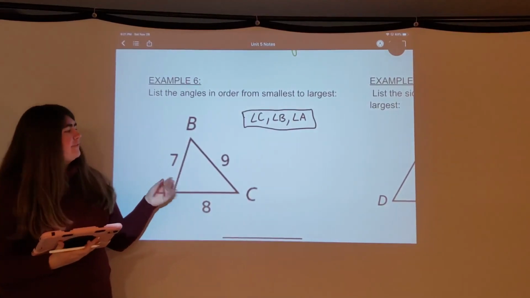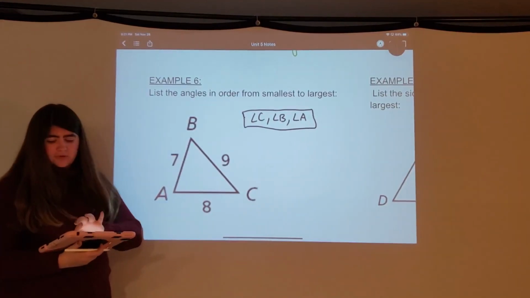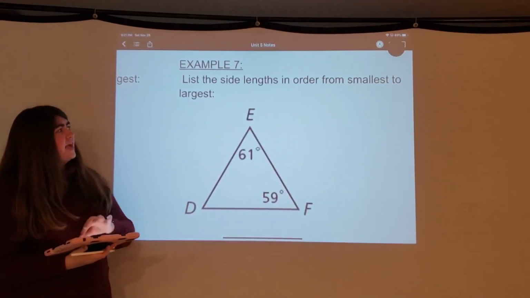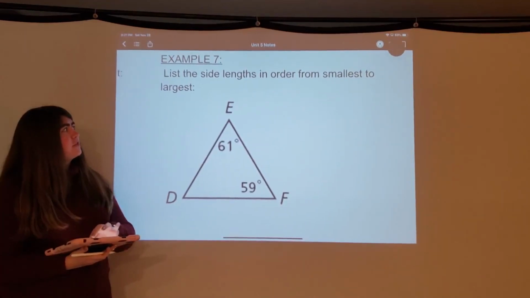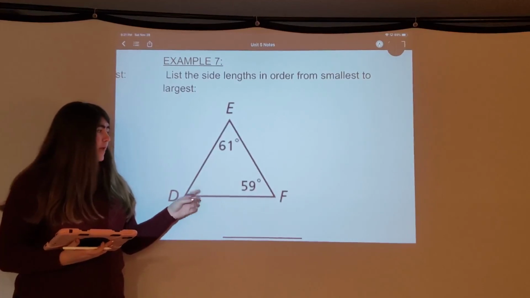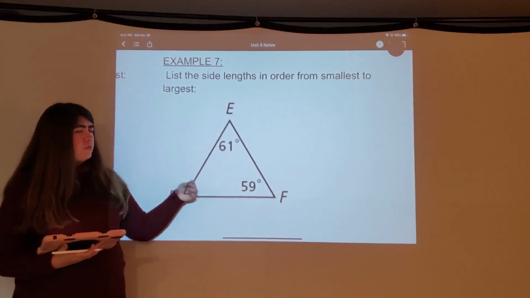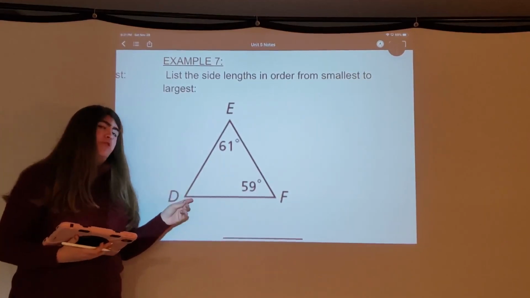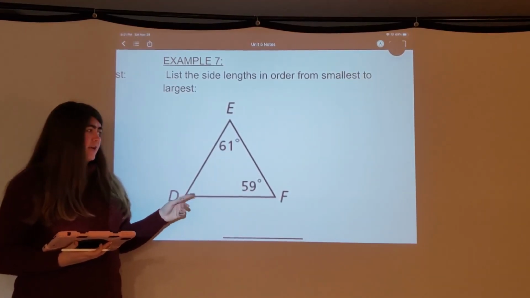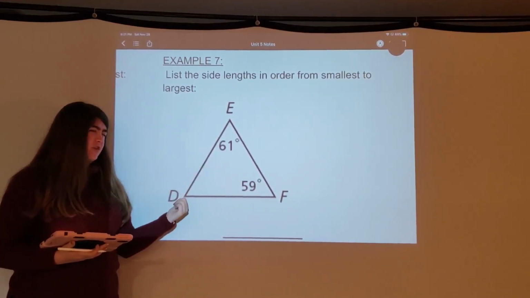That works if you are trying to figure out angles and you know the sides, but it also works the other way. So we're looking at example 7 now. It says list the side lengths in order from smallest to largest. If you notice here, I don't have any side length information, but I do know the measure of 2 of my angles. You might be thinking, well, we can't do it because we don't know the third. But we do know that triangles have 180 degrees inside of their angles. If we know 2 of them, then we can figure out the third.